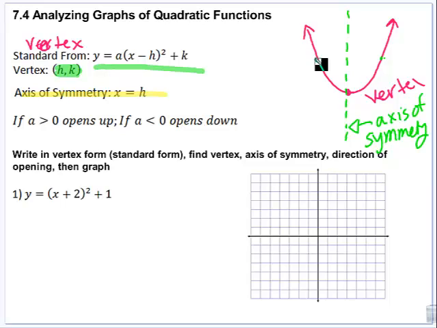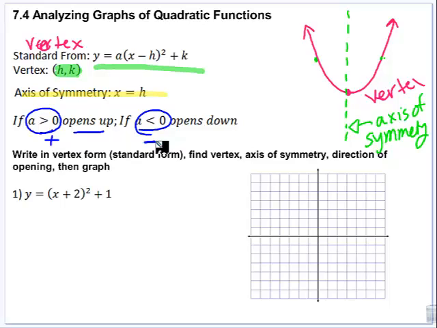And then the very last thing that the standard form tells us about is which way it opens. If a is greater than 0, so if we have a positive number out in front here, that means that we open up. If it's less than 0, so if it's a negative number, then we open down. That should make sense because positive numbers are up and negative numbers are down.